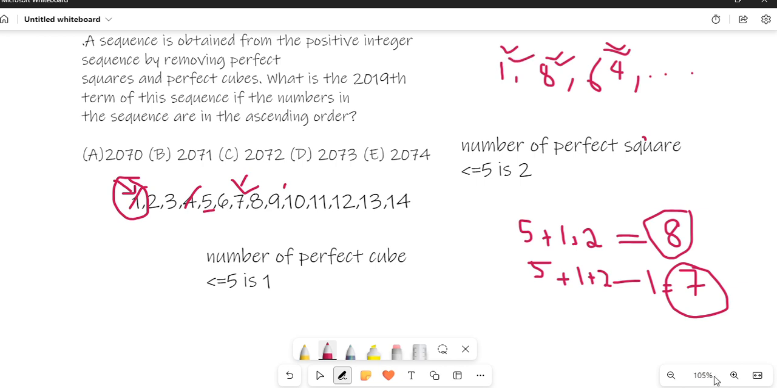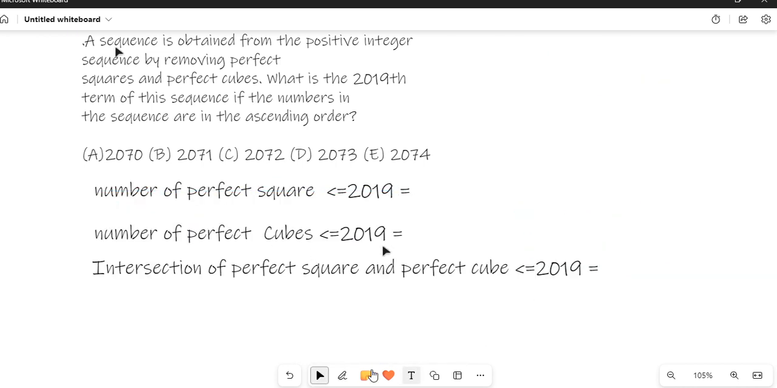Now I will solve the actual problem, because I wanted to clear the concepts from the simplest example. Now I will move to this 2019 term. In order to solve this problem, we need only these three things. The first is the number of perfect squares less than or equal to 2019, the number of perfect cubes less than or equal to 2019, and the intersection of both perfect squares and perfect cubes less than or equal to 2019. So the square root of 2019 is, and we have to round it to an integer.